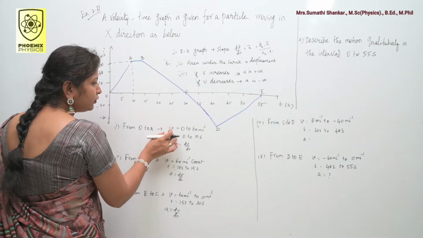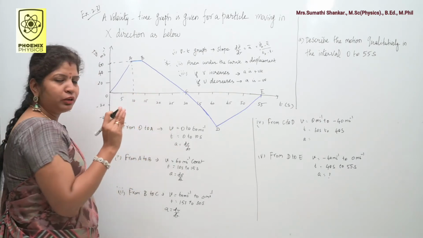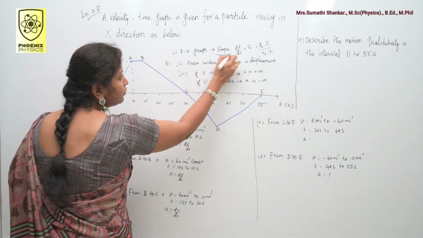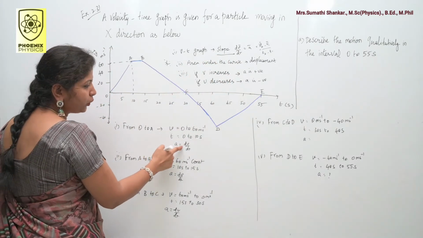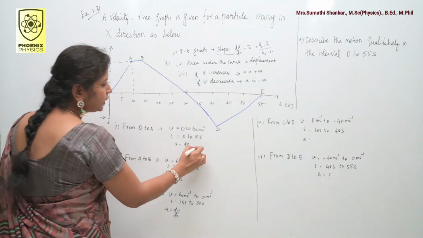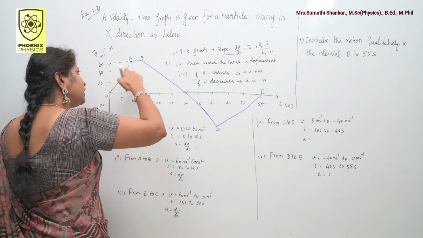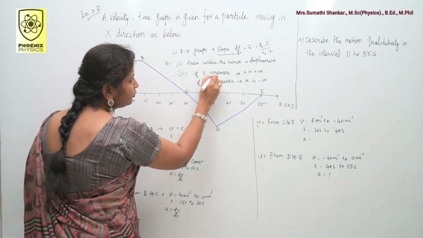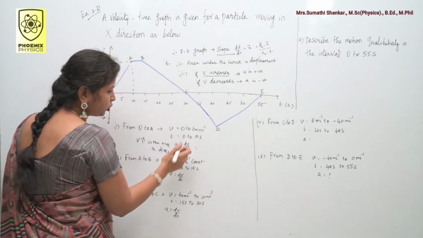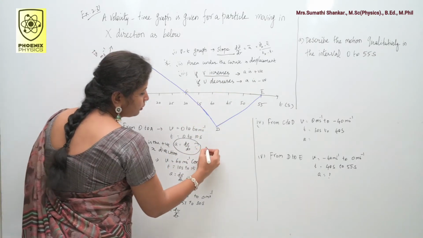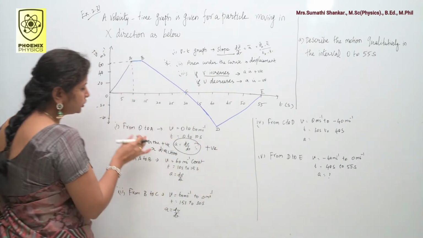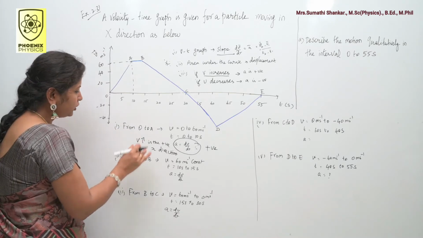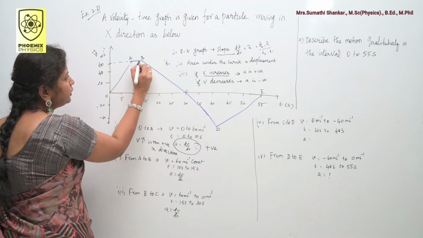So v 0 to 60 meter second minus 1, t 0 to 10 seconds. You know that if it is a velocity-time graph, the slope will give acceleration. This is our first point, right? So a is equal to dv by dt. Here the velocity is increasing in the positive x direction. You know that if v increases, a is positive. So slope is positive. So this is our first part. Any doubt?